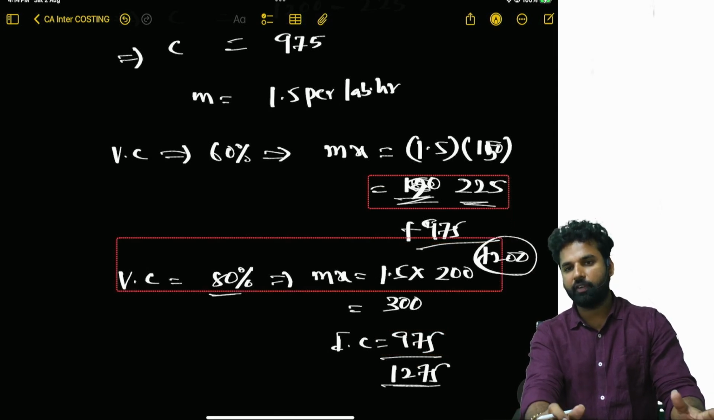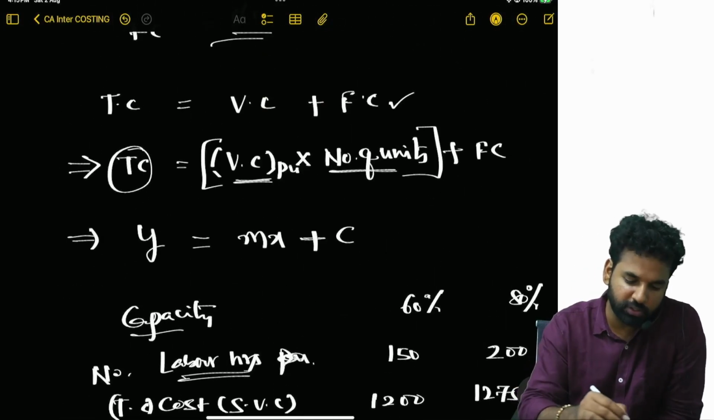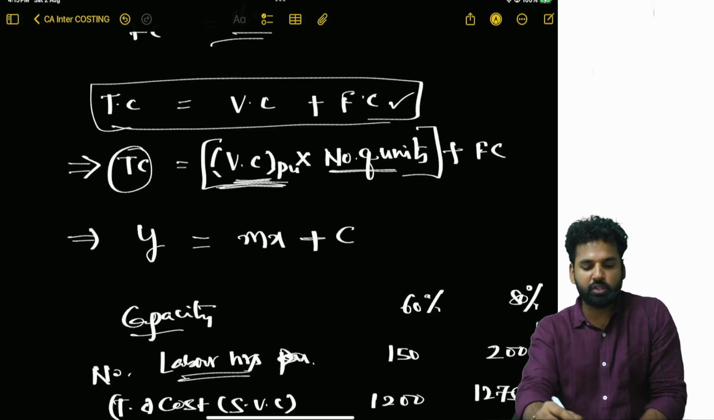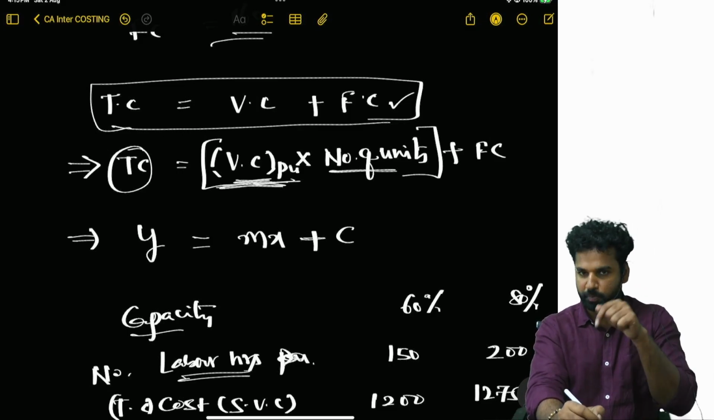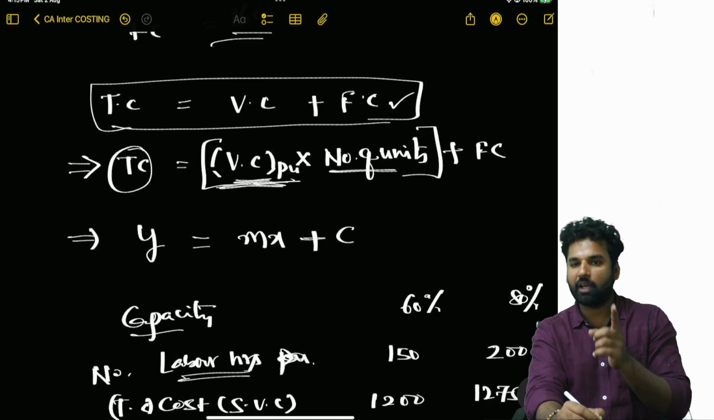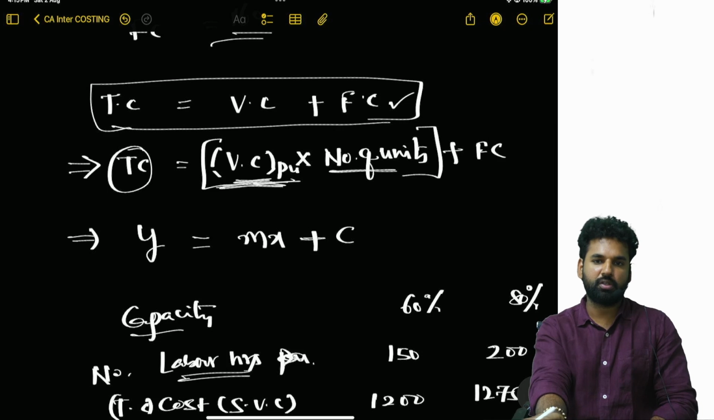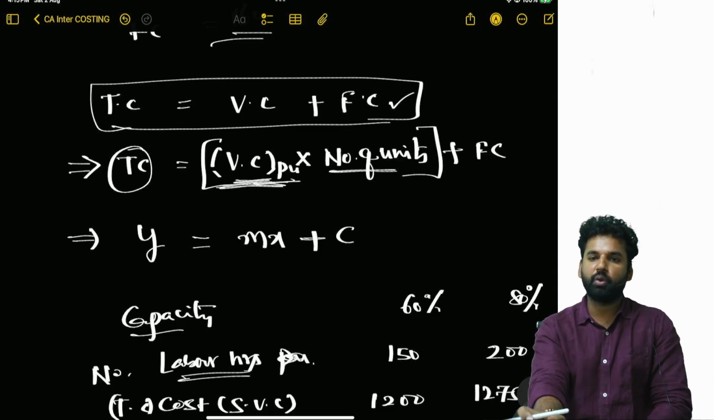Okay, so how do you derive that equation? Simple formula. What is that? Total cost is equal to fixed cost plus variable cost. Variable cost means variable cost per unit into number of units. Here in this problem, it is variable cost per labor hour into number of labor hours, plus fixed cost. So you arrive at the per labor hour cost, that is M.